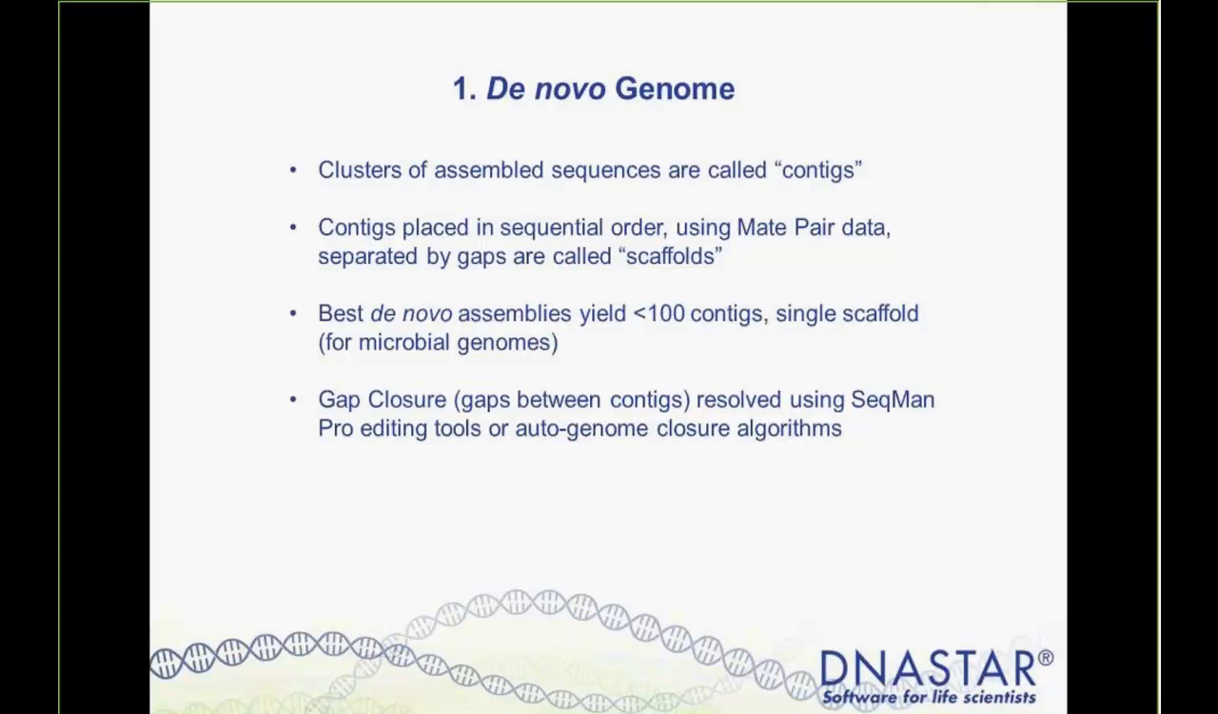Now, if you have PacBio data, with much longer reads, you might be able to get an assembly that yields one contig or just maybe a handful of contigs. Either way, there's still work that needs to be done to take those contigs, get them in the right order, and then do the gap closure and figure out what the sequence is between those gaps. And that's where DNASTAR software really excels. It allows you to organize the projects, visualize the scaffolds, figure out the areas that are problematic, and then resolve them.